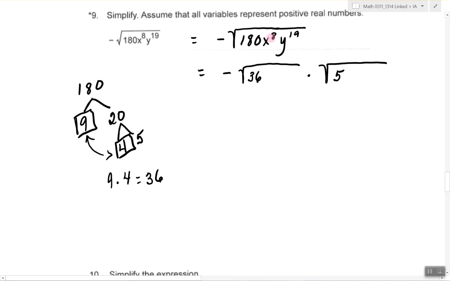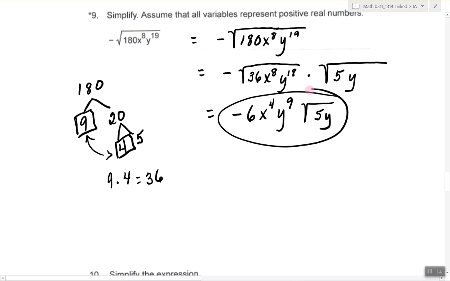Okay. Now, the variables are so much easier. If the exponents are even, they're perfect squares. So x to the 8th is a perfect square. y to the 19th is not. I will take one of those y's back here, leaving 18 of them here. So now it's even, and that factor is a perfect square factor. I'm going to keep my negative. The square root of 36 is 6. x to the 4th, because I divided by 2. y to the 9th, divided by 2. And I cannot do anything with the square root of 5y.